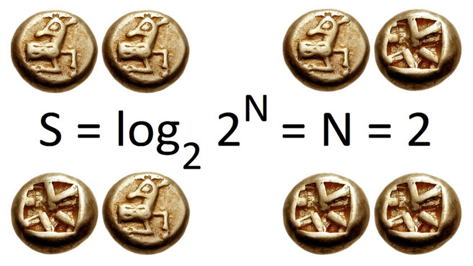Topic: Continuity. The measure should be continuous, so that changing the values of the probabilities by a very small amount should only change the entropy by a small amount.